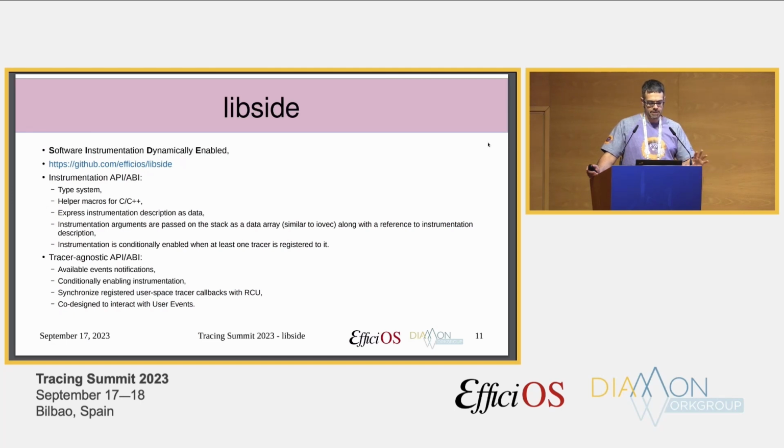And then for the API and ABI for the tracer, it's tracer-agnostic. So the tracer can register to get notified about available events. So it knows which events are present in the application. It can conditionally enable instrumentation. The synchronization of registered user space tracer callbacks is done with an RCU implementation within libside, so it's purely user space RCU. And as I created libside, I co-designed it with Beau Belgrave so that user events could interact with libside. So the integration is not completely done, but we have a proof of concept that shows that at least it connects, it fits together.